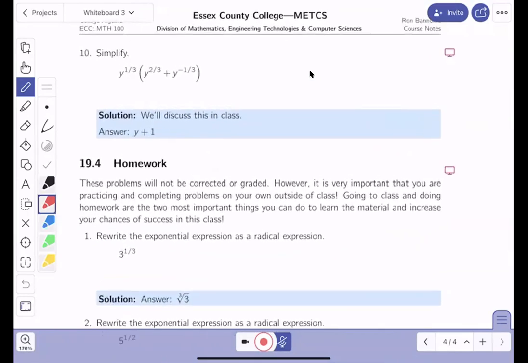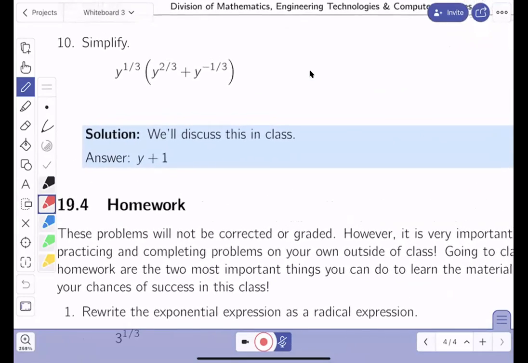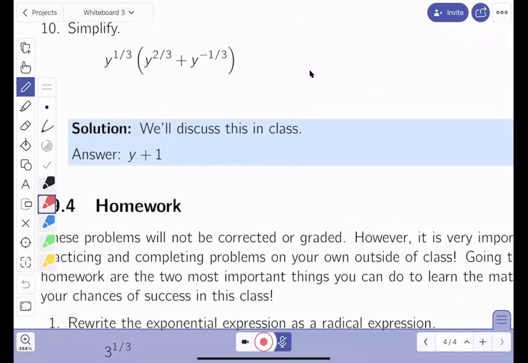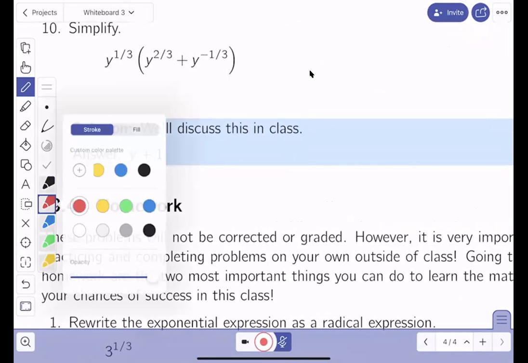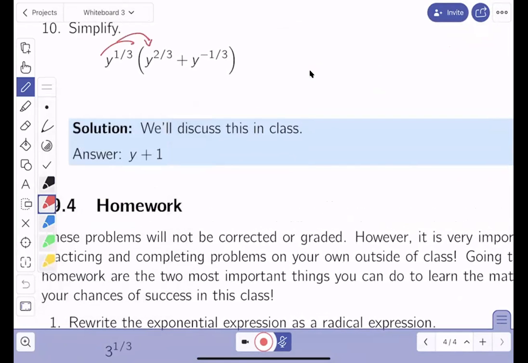A lot of students get confused by this, and the reason is they really have not spent enough time with the integer exponents. What happens is they look at the problem and try to do the internal sum, which is y to the 2/3 plus y to the minus 1/3. You can't do it. They're not like terms. So what you have to do is use the distributive property. This is going to be distributed across these two terms, one at a time. So it's going to be y to the 1/3 times y to the 2/3, plus y to the 1/3 times y to the minus 1/3.